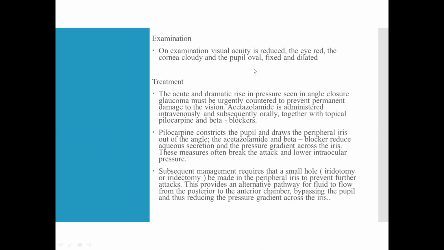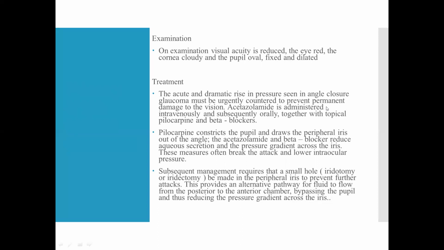On examination, visual acuity is reduced, the eye will appear to be red, the cornea will be cloudy, and the pupil oval, fixed and dilated. Treatment. The acute and dramatic rise in pressure seen in angle closure glaucoma must be urgently countered to prevent permanent damage to the vision.